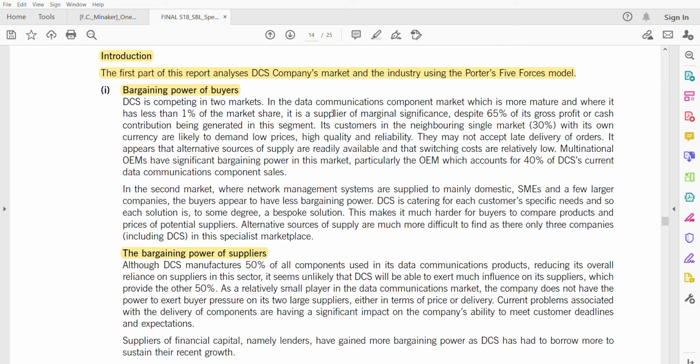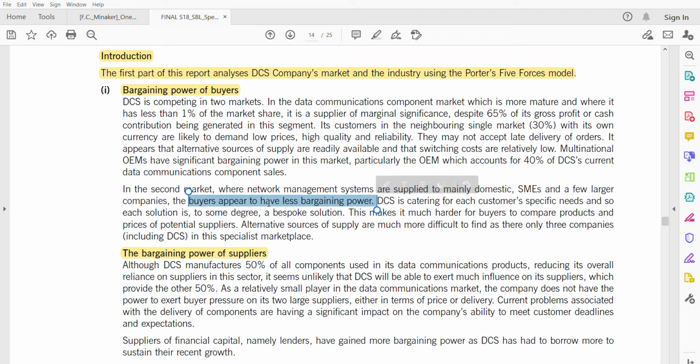Now let's go to the second market, where network management systems are supplied to mainly domestic SMEs and a few larger companies. This also they have clearly taken from exhibit 1, so I'm not going back to the exhibits. Keep your exhibits in front of you. The buyer appears to have less bargaining power. This is the key word here. In the first market they have high bargaining power because customers will not accept late delivery of products, meaning there are many sources of supply. But in the second market, buyers appear to have less bargaining power.